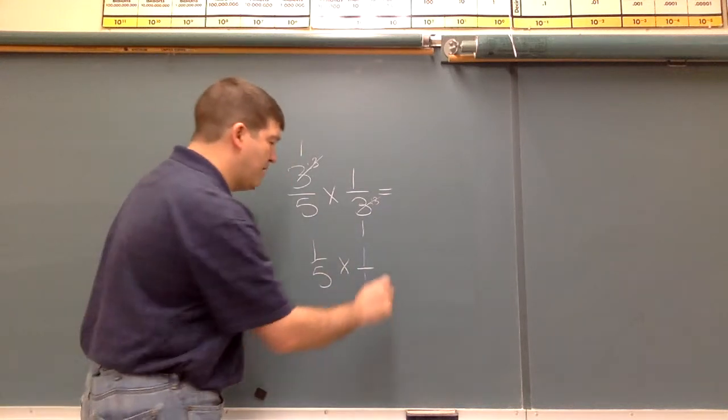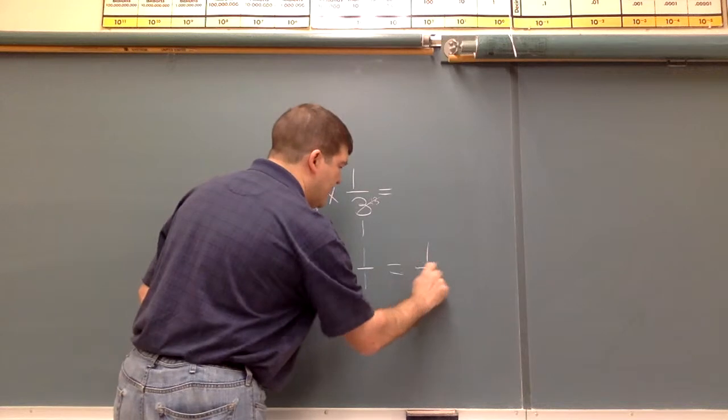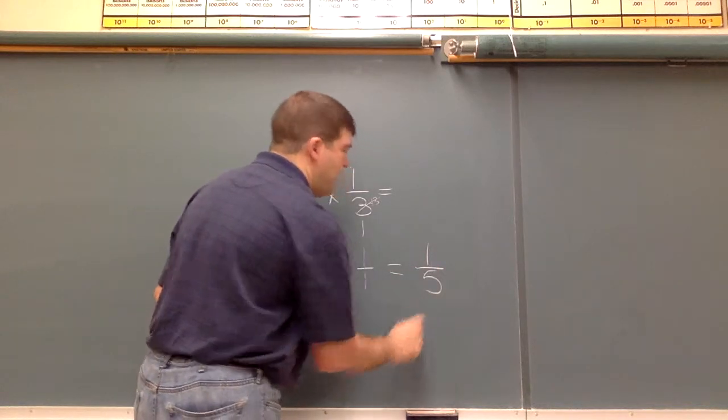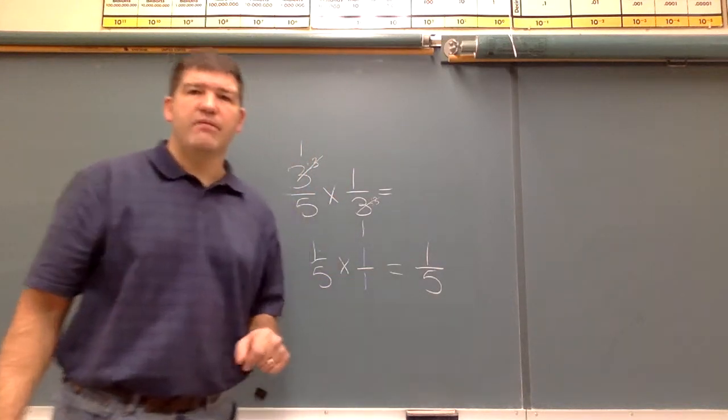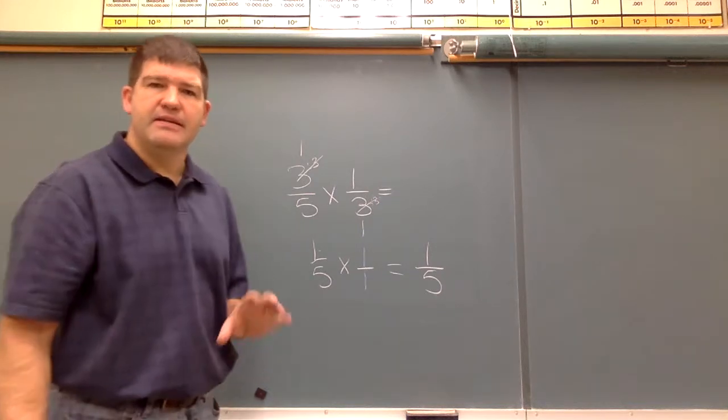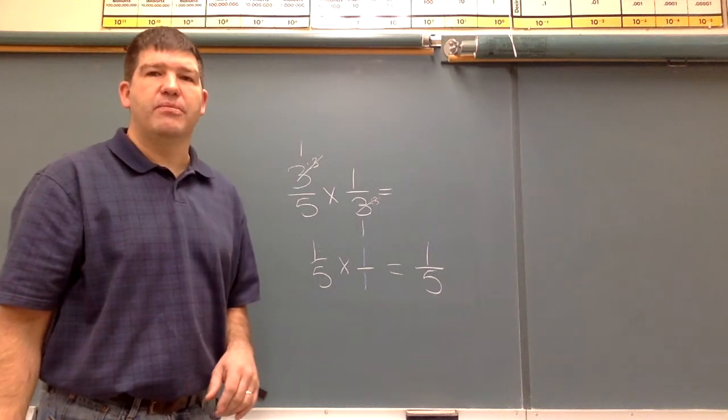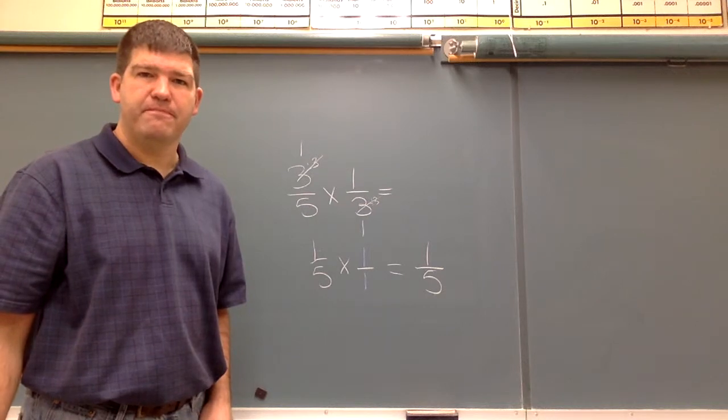And now I just do the problem. 1 times 1 is 1. 5 times 1 is 5. I look at the 1/5. Can I reduce it? No. It's in the simplest form. So my answer is 1/5.